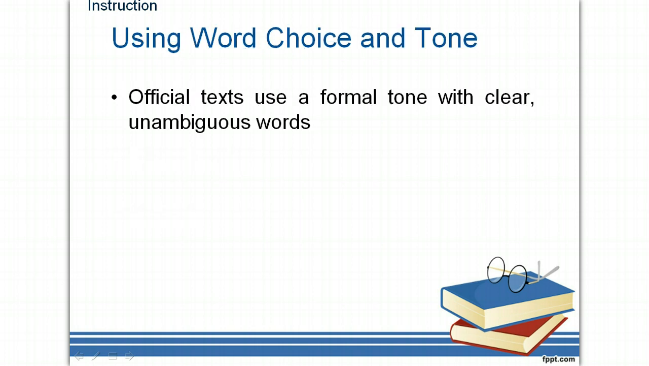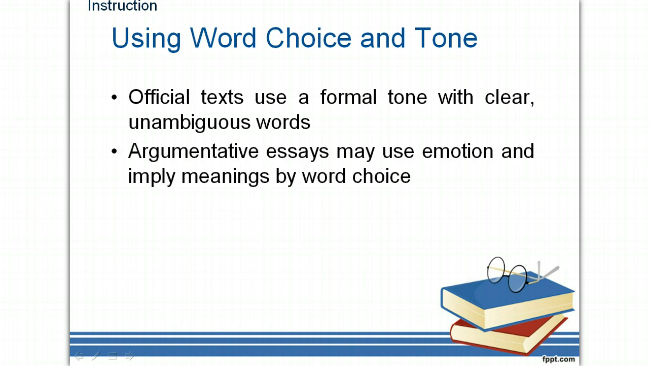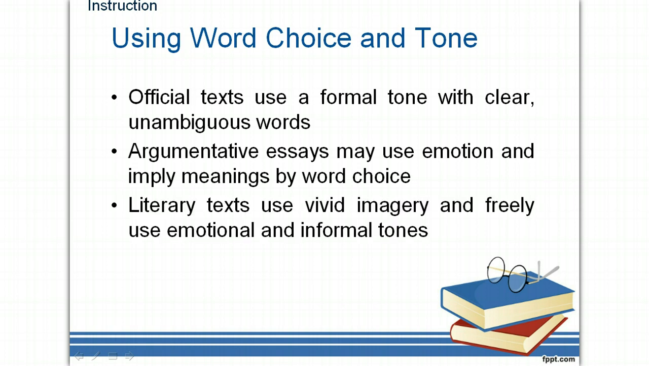Official texts, such as legal documents, need to be unambiguous and efficient, so a formal tone and denotation is used. Argumentative essays use connotations of words in order to convince the reader to adopt the position of the writer. Literary texts use vivid imagery and informal and emotional tones to elicit a strong emotional response from the reader.